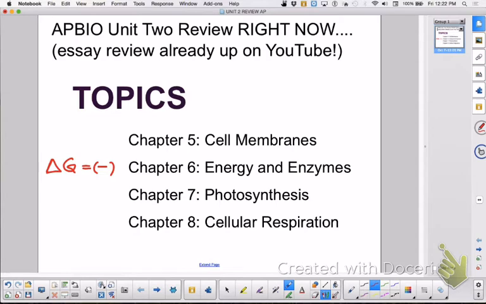So now let's talk about enzymes. Yes? So an endergonic and exergonic reaction can be coupled together? Yes, okay, for sure. Coupled together. Okay. All right. So enzymes are made out of what? Protein. So they're organic, right?